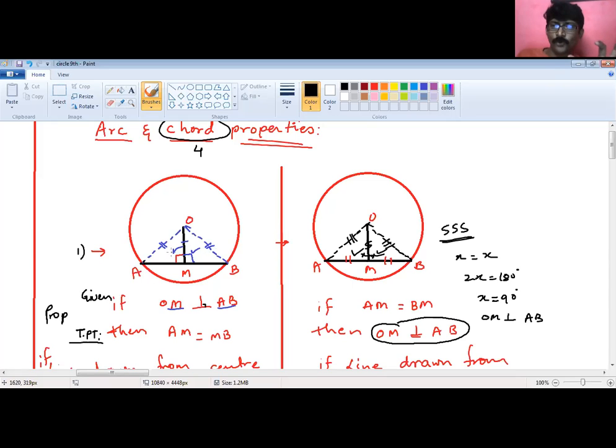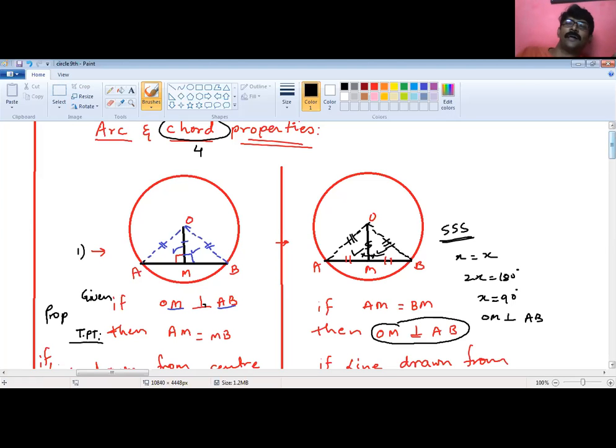I hope everyone knows what congruency is. These two triangles are congruent by the RHS test. Once you say these two triangles are congruent, the corresponding parts of congruent triangles, please follow my cursor, are always congruent. So AM will be congruent to BM by CPCTC, or you can say corresponding parts of congruent triangles are always equal or congruent. So simple. I hope you understood this.